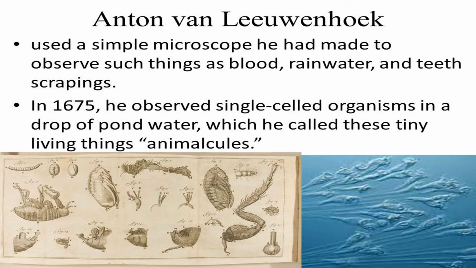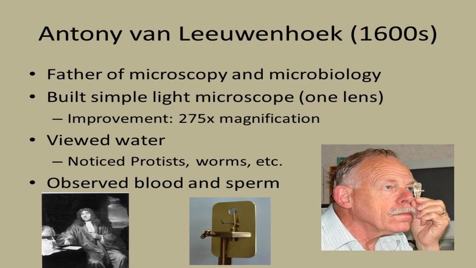It all started with Anton van Leeuwenhoek. Siya yung unang gumamit ng simple microscope. He had made to observe such things such as blood, rainwater, and teeth scrapings. In 1675, naobserbahan niya yung mga single-celled organisms in a drop of pond water na tinawag niyang animalcules. Because of his contribution to science, although meron pa sa kanyang mas nauna, he is considered to be now the father of microscopy and microbiology.